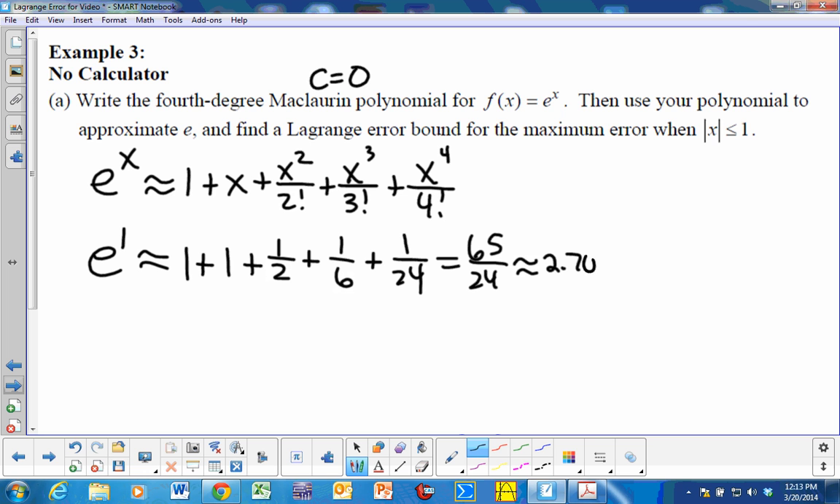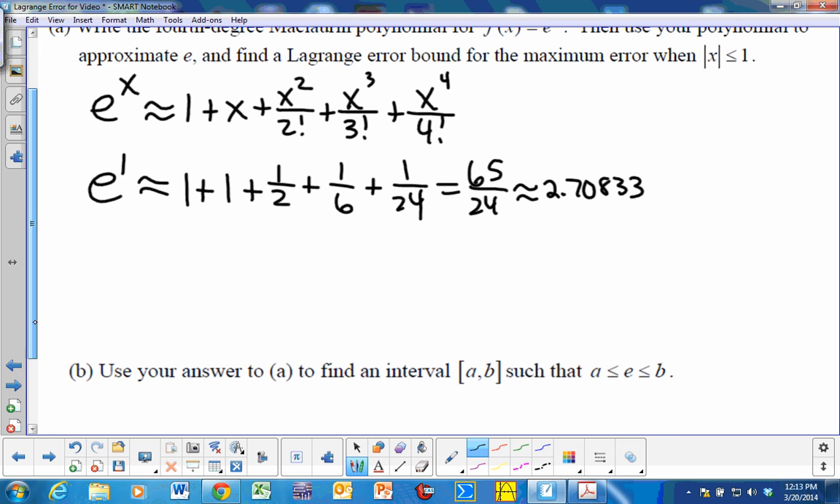And then if we get our common denominators and everything, we get 65 over 24, which is about 2.70833, putting that in your calculator. So that is our guess for the value of e. Now, we know we're not right. So let's look at the remainder theorem. The remainder would be R4 at 1, because that's the number we used for x, and 4 because it was 4th degree.